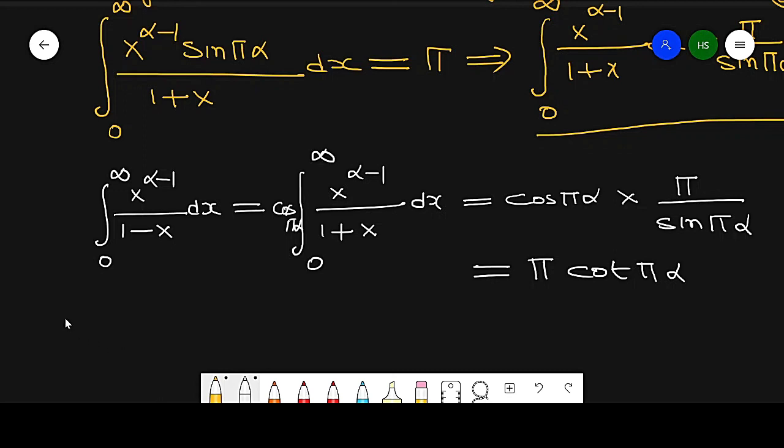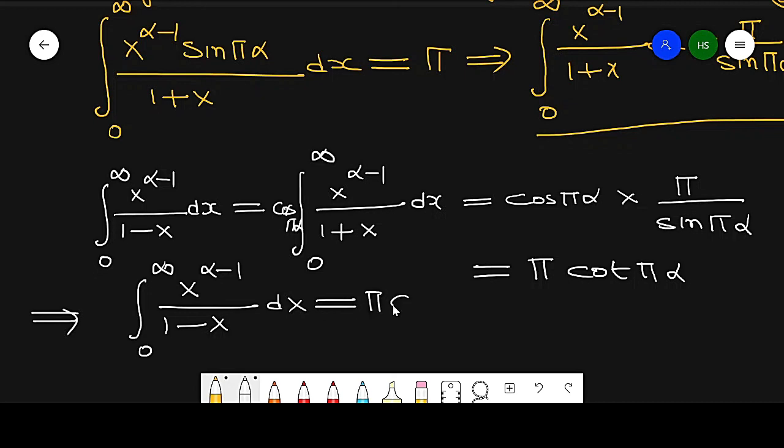So this is a very, very important result. Integration from 0 to infinity x raised to power alpha minus 1 over 1 minus x into dx is equal to pi times cot of pi alpha. So which proves our result.